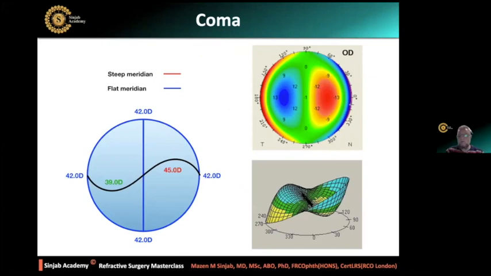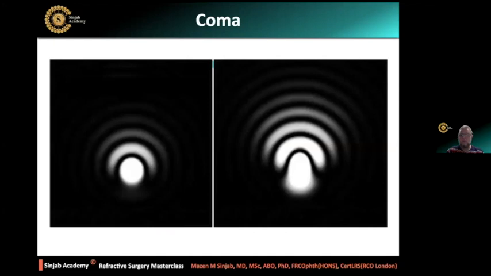Now, if you can remember, the coma is Z3,1. Why is it 3? Because there are 3 distortions along 1 meridian. Okay. People suffering from coma see this if they look at a spotlight. All right, they will see this comet.